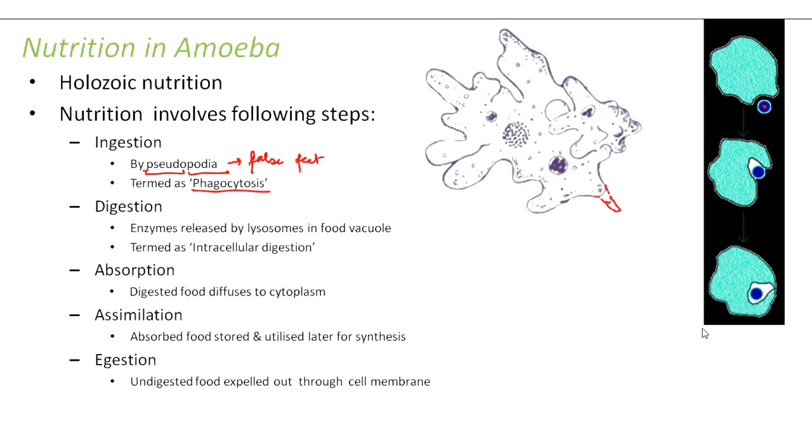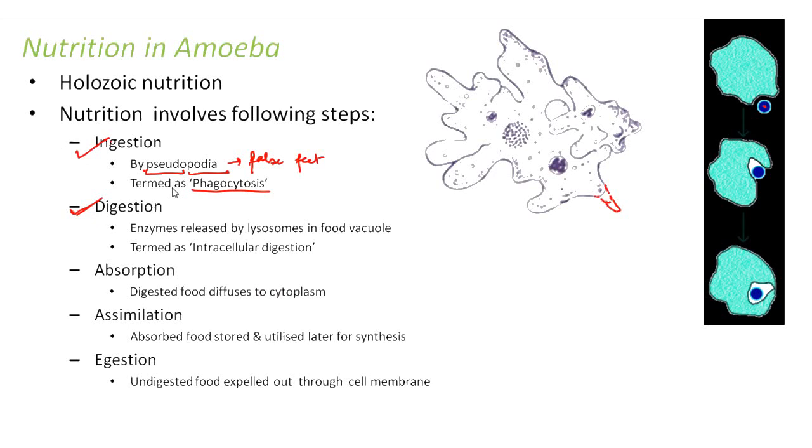Now the next step is digestion. Now how is the food digested? The enzymes are released by lysosomes in the food vacuole. As I said, a food vacuole will be formed by the end of the ingestion process. Now in that food vacuole, some enzymes will be released by the lysosomes. What are lysosomes? In our lesson on the cell, we saw that lysosomes are the cell organelles which are also known as suicidal bags because they release enzymes which break down the cell itself.